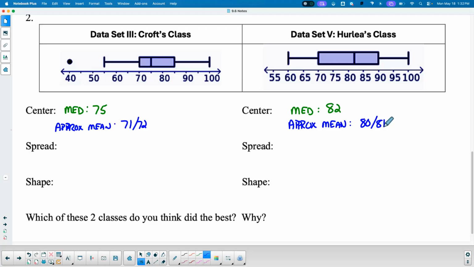Spread. What's the range on the left one? Range on the left. On the left? Would it be 60? Because that 40's in there too, yeah? Range on the right. 40.